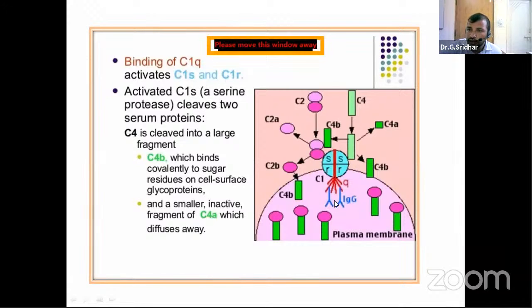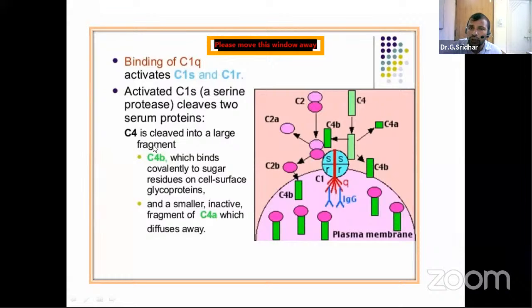You see, this is the Q subunit of the C1 protein. Here this is the IgG antibody activating C1q. The Fc region of the IgG antibody goes and binds to the C1q. When C1q is activated, there is a structural conformational change in the R and S subunits of the C1 protein.